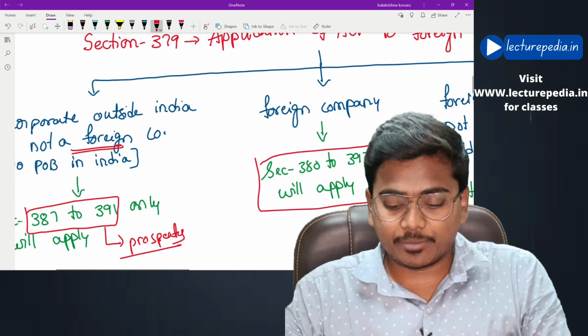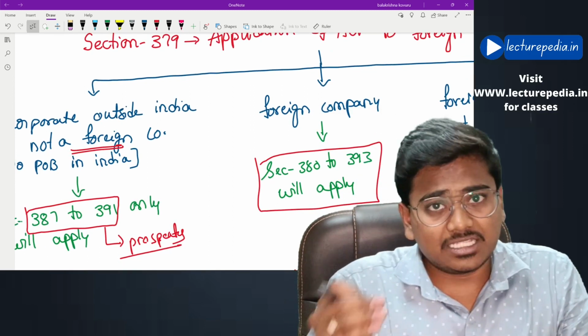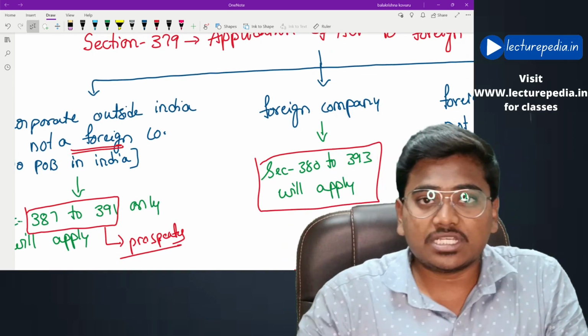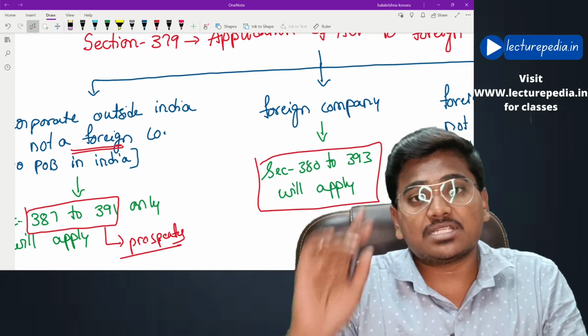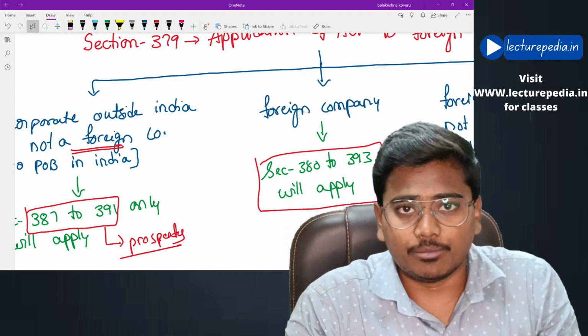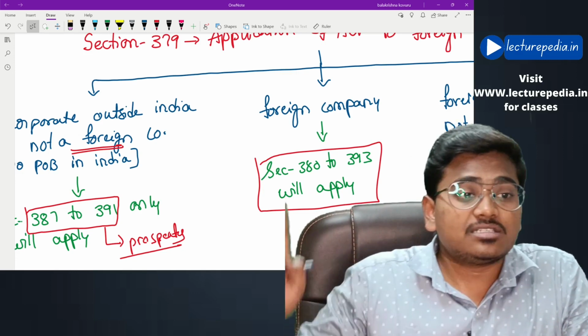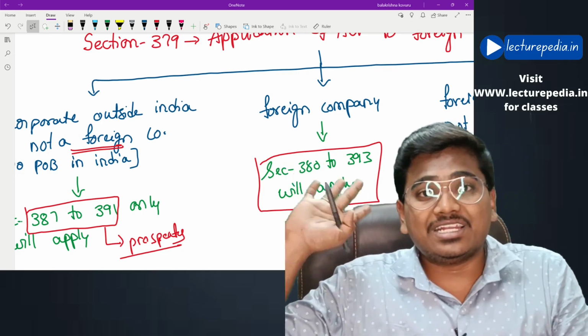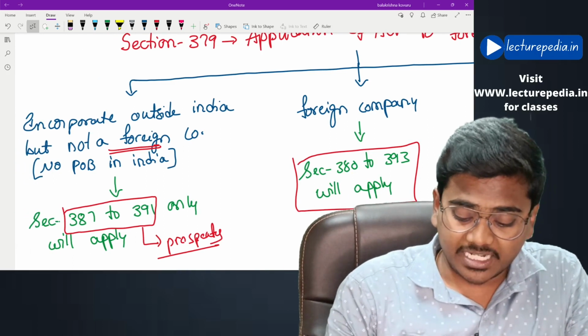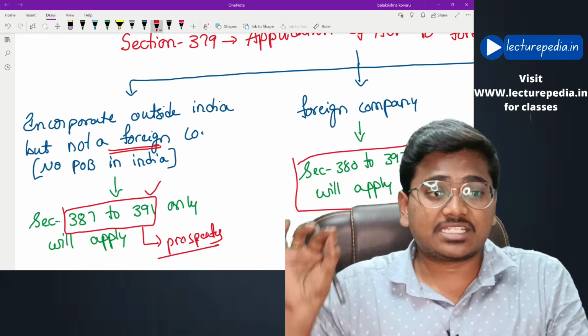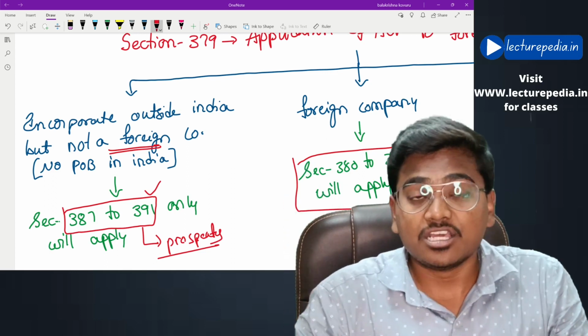And next type of company is a foreign company. This company is incorporated outside India and is having place of business in India. This would be known as a foreign company. For this type of company, all the sections of this chapter, that is section number 380 to 393, including 387 to 391, will be applicable.